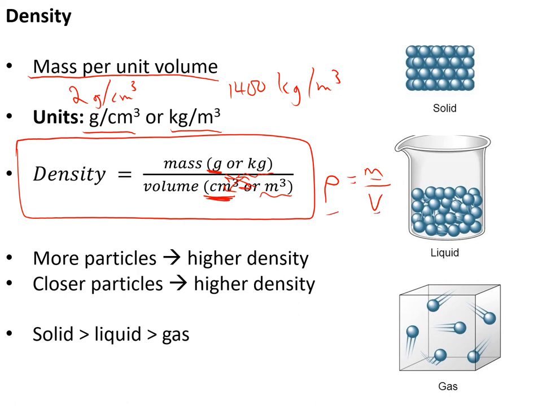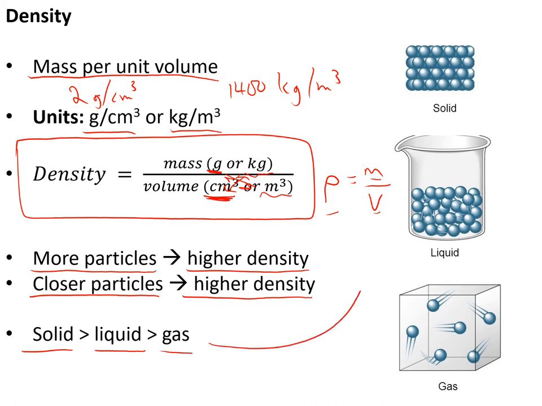Now, density is caused by the number of particles in a given volume. So normally, the more particles you've got in a given volume, the higher the density, and the closer those particles are together, the higher the density. So for this reason, solids are more dense than liquids, and liquids are more dense than gases. And we can understand that if we look at the structures of them.